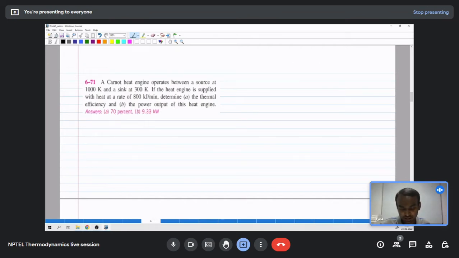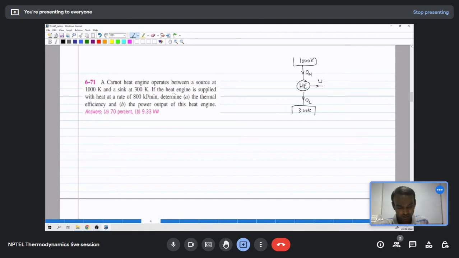We have a Carnot heat engine which operates between a source at 1000 Kelvin and a sink at 300 Kelvin. If the heat engine is supplied with the heat at a rate of 800 kJ per minute, determine the thermal efficiency and the power output of this engine. So we have a Carnot heat engine, which has 1000 Kelvin as a high temperature reservoir and 300 Kelvin as low temperature reservoir, QH and Q low. L represents the heat transferred from the high temperature and the low temperature reservoirs, and we have work output.